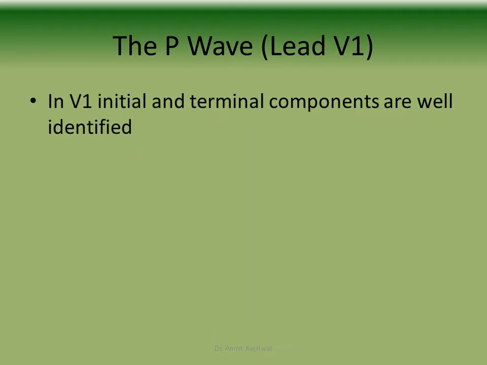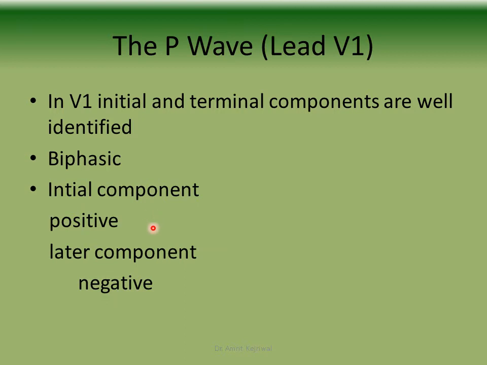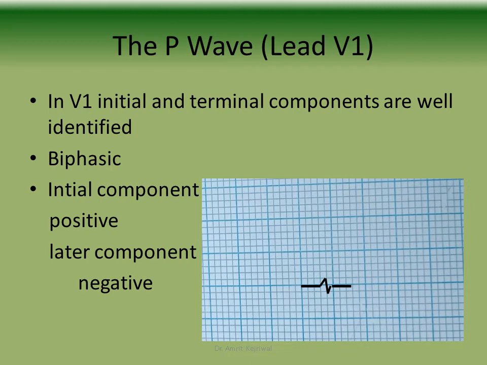In V1, the initial and terminal components are well defined. It is biphasic. Initial component is positive and later component is negative. So in V1 we get a positive component followed by a negative component. We can see the difference between lead 2 and V1.